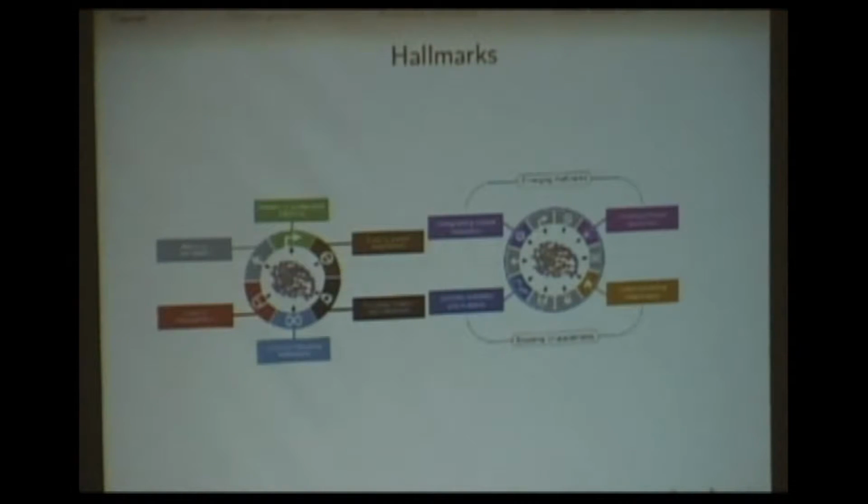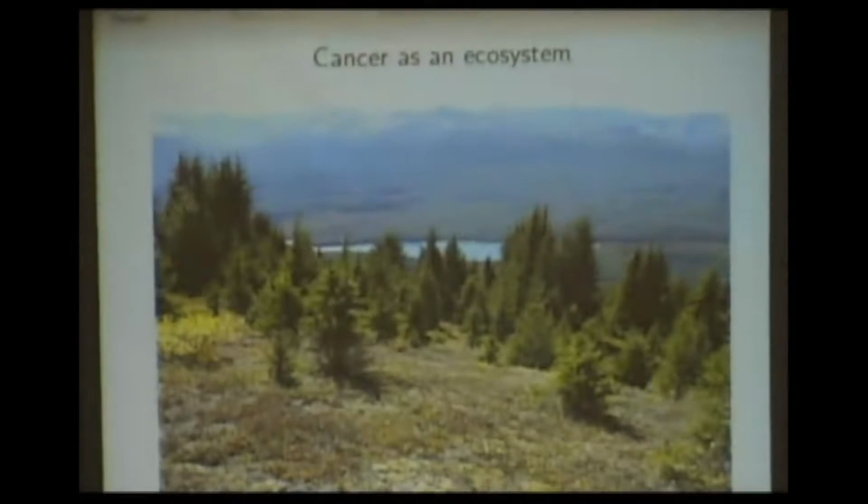Okay, so back to the hallmarks. So taking all this together, to me, cancer looks more like an ecosystem. So it has a microenvironment where it sits, it interferes with the immune system. It has certain growth factors, it has many different cell types inside the tumor. So it's really more like an ecosystem.